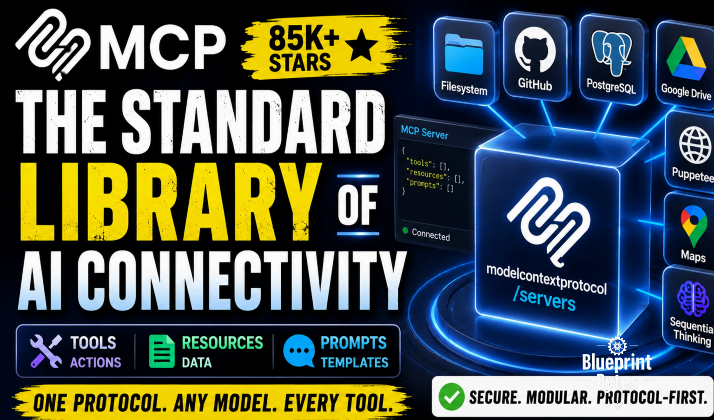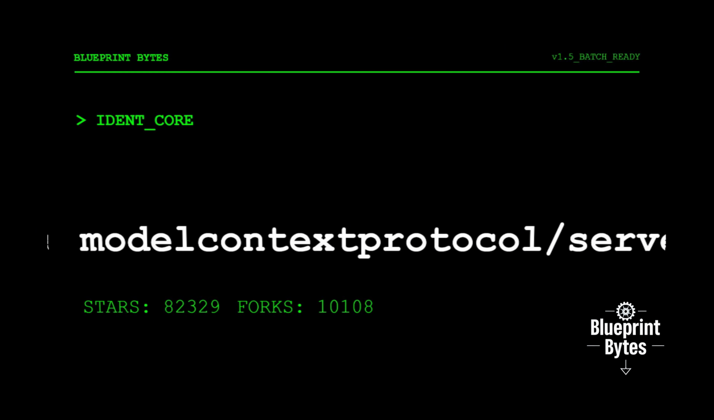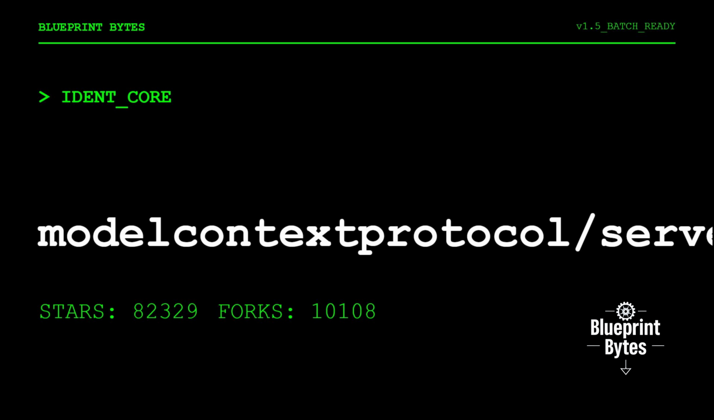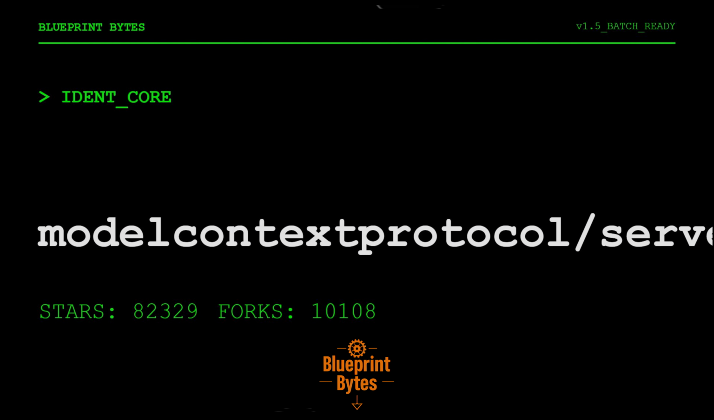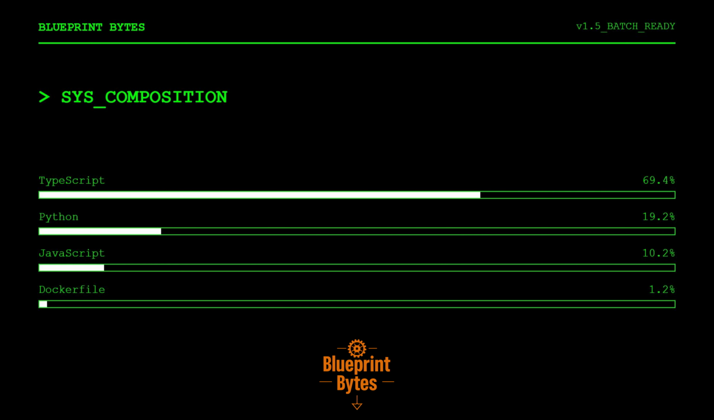In the era of AI agents, connectivity is everything. The Model Context Protocol Servers repository is the official reference hub that acts like a universal adapter kit for artificial intelligence. Maintained by the Model Context Protocol team, this repository provides the definitive blueprint for giving AI models secure and standardized access to the world's data.